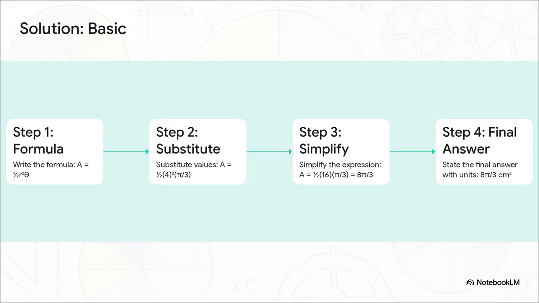First, we always write down the formula. A equals 1/2 r squared theta. Next, we just plug in our numbers. R is 4 and theta is pi over 3. Okay, so 4 squared is 16. Half of 16 is 8. And that leaves us with our final answer. 8 pi over 3, and don't forget the units, centimeters squared.